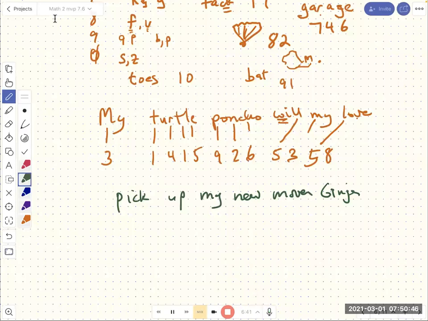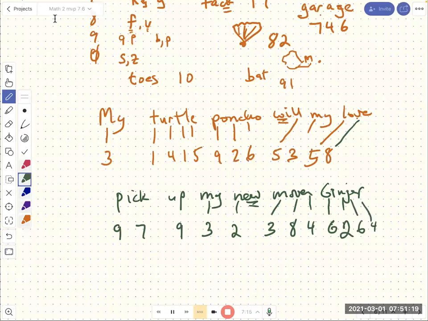Okay, so love, and then we have the 8 there. So P, our 9 there. 7, 9, my 3, n, 2, these, nothing happens here. 3, 8, 4, j, is a, have to remember that. Ginger, so this is both 6s. 2, 6, ginger, 4.